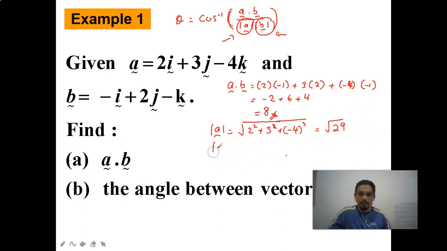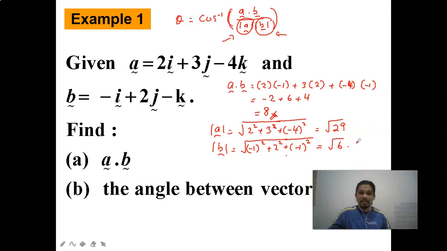Okay, and modulus of B. For this one here now, negative 1, 2, negative 1. So negative 1 squared plus 2 squared plus negative 1 squared. 1 squared is 1, 1 squared is 1, 1 plus 1 equals 2, 2 squared is 4, then gives you the square root of 6.